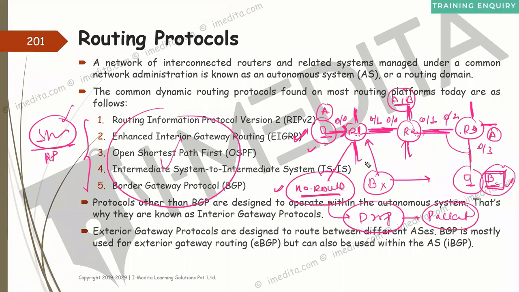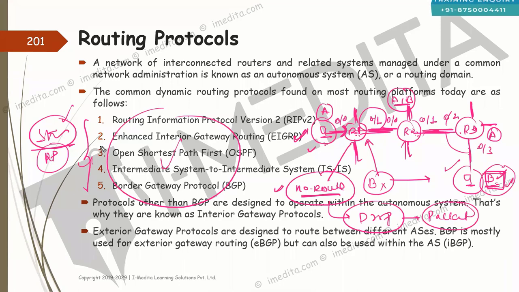So when we as an administrator give the information manually, it is what we refer to as static routing. We are telling the router how to reach this destination. We are telling the router that if you have to go to this destination, this is your exit interface. That is what we refer to as static routing. But if you are using a protocol to exchange the route information automatically from one router to another router, then this is what we refer to as dynamic routing.